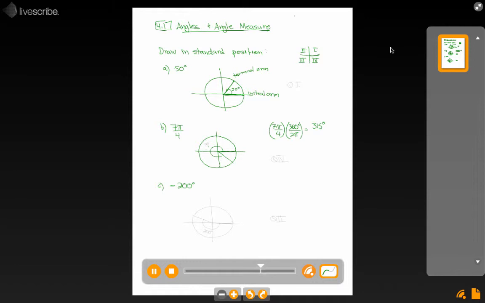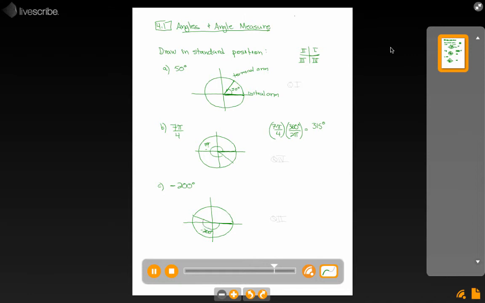Start with the initial arm in the exact same spot and rotate in a positive direction 315 degrees. So 90, 180, 270, 315 puts me halfway into quadrant 4, and I'll label it as 7 pi over 4 as my angle. Now the last one, I threw in a negative just so we could see the difference.